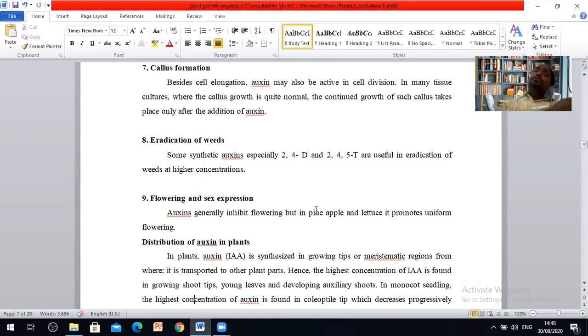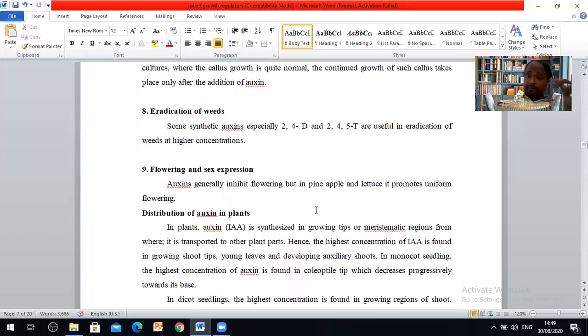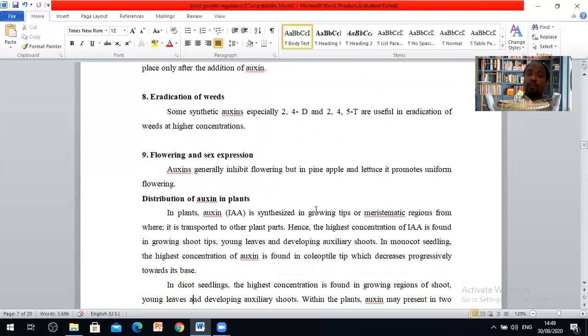The leaves also dry because of plasmolysis. So the drying of the leaves takes place, and the dying of the plant also takes place because of the uncontrolled cell division. It results in the death of that particular plant and the eradication of the weeds. So auxin also helps in the eradication of weeds. Okay, regarding flowering and sex expression, auxin generally inhibits flowering, isn't it? But in pineapple and in lettuce, it promotes uniform flowering. In some plants, auxin promotes uniform flowering.